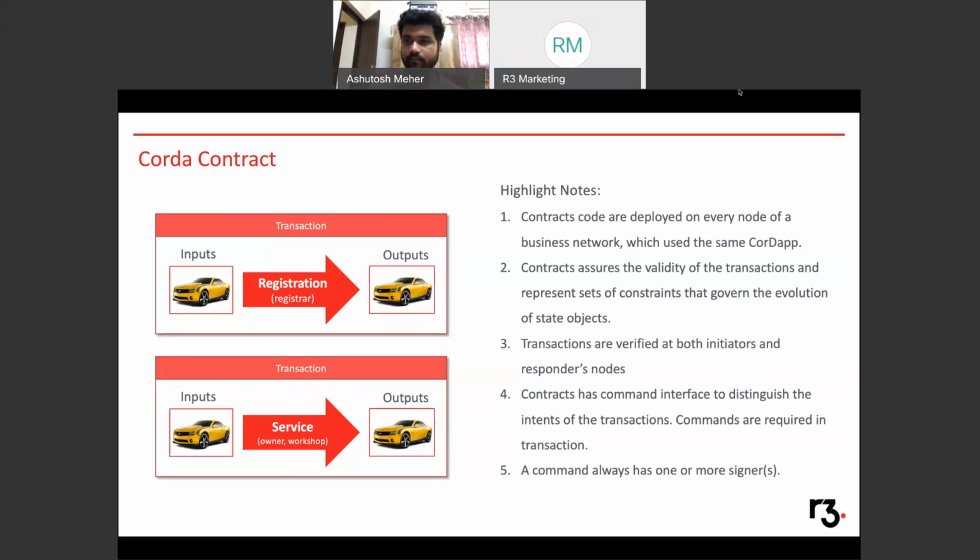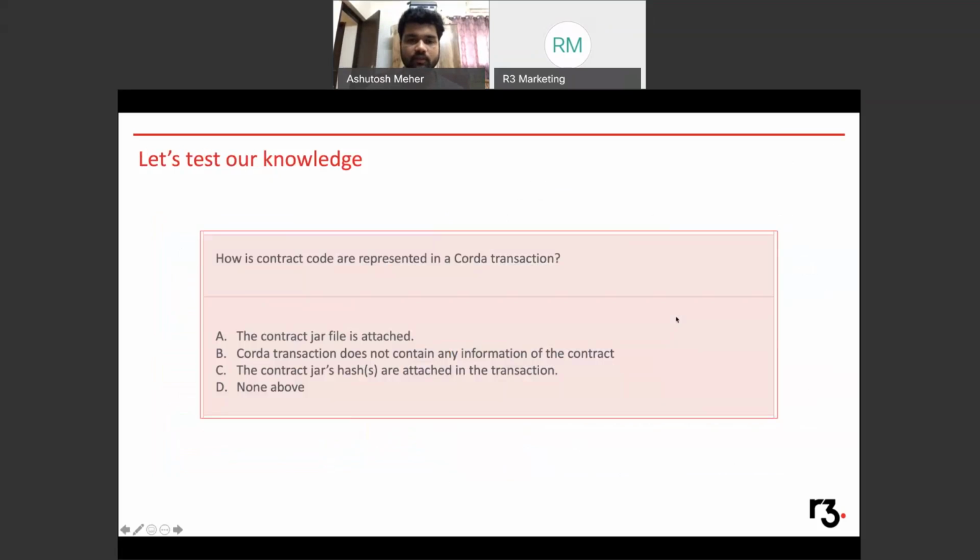All right, so there's a small question again for you guys. How is the contract code represented in a Corda transaction? Is it a contract jar file? Is it the case that the Corda transaction does not have any information about the contract? Or is it the contract jar's hash that is attached to the transaction? Or none of the above? What do you think?